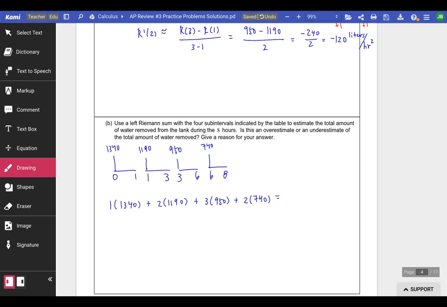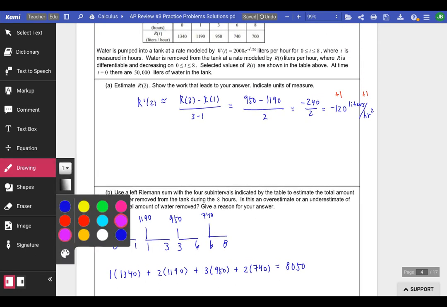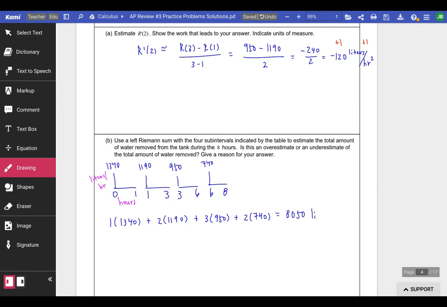And I'm going to type that all into my calculator. And I get 8,050. Now here with units, I'm going to take a close look at our units. Our base was hours. And then our height, our y values, were liters per hour. So when we multiply hours times liters per hour, we should get liters. So there's the first part, that's estimating that amount of water that's removed from the tank.